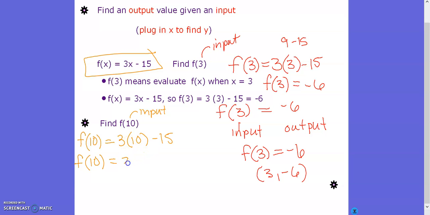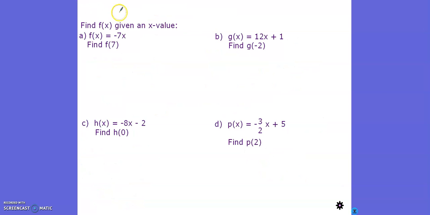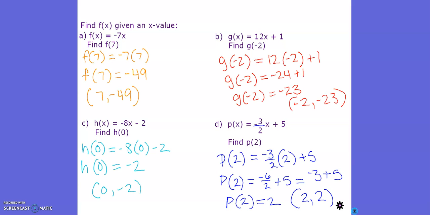So 3 times 10 is 30, minus 15. When I plugged 10 into my equation, out came 15. Input, output. And we can write it as 10, 15. An x and a y. So there we just found the output when they told us what the input was. So go ahead and pause for a moment and see if you can find your outputs given the inputs.